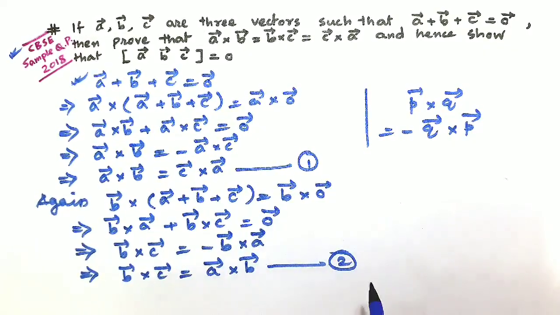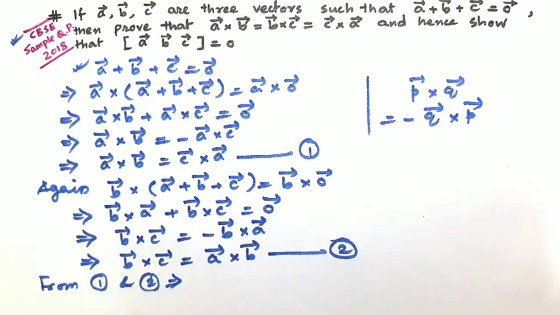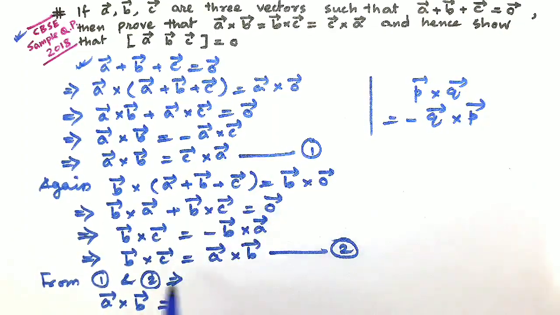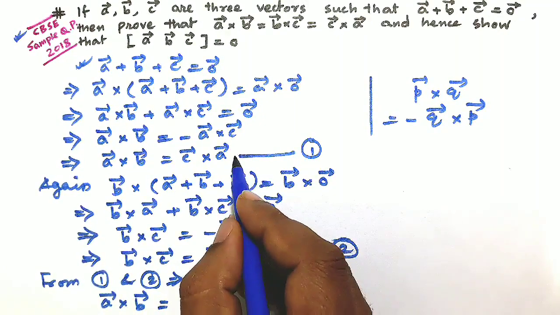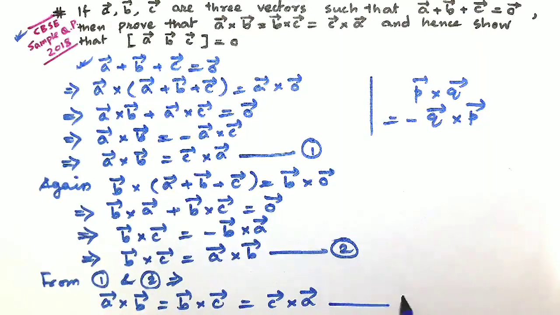Mark it 2. Okay, now from 1 and 2, we get a vector cross b vector is equal to c vector cross a vector, and this c vector cross a vector will be equal to b vector cross c vector, since b vector cross c vector is equal to a vector cross b vector. So we can write a cross b vector is equal to b cross c vector is equal to c cross a vector. Okay, we mark it 3.